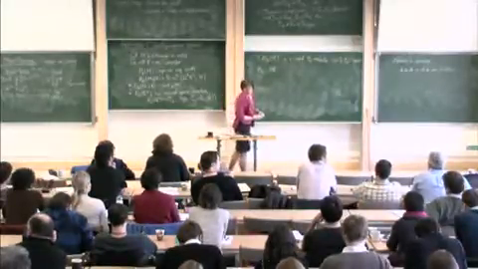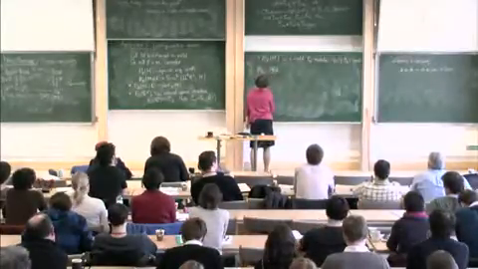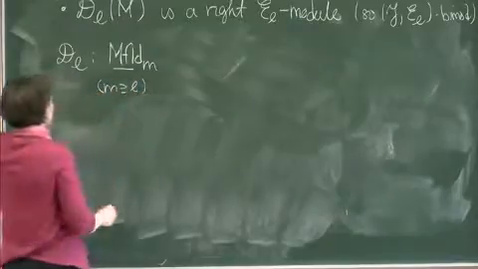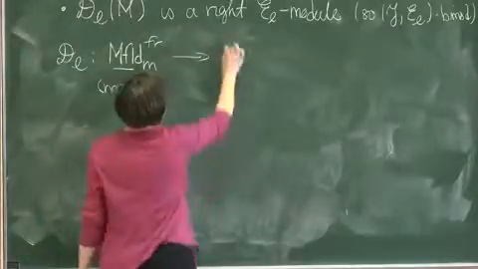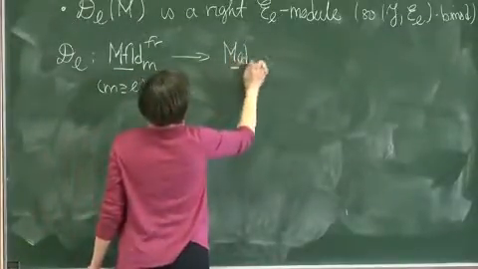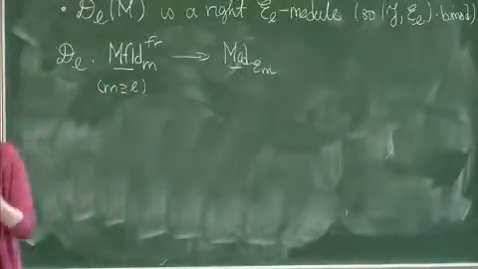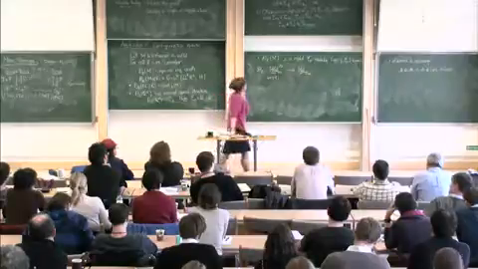So what I'm doing is looking at this, for any M greater than or equal to L, as a functor from framed M-manifolds into the category of right E_L modules, or of J-E_L bimodules. So I'm going to think of it that way. Okay.